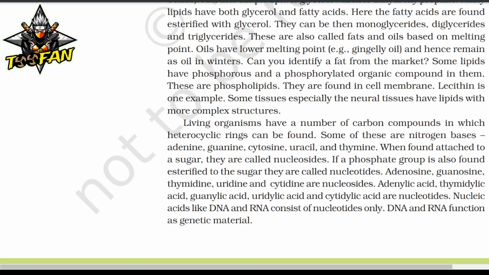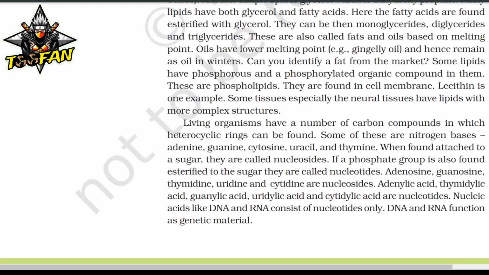Some lipids have phosphorus and phosphorylated organic compounds in them. These are phospholipids. They are found in the cell membrane. Lecithin is one example. Some tissues, especially the neural tissue, have lipids with more complex structures.